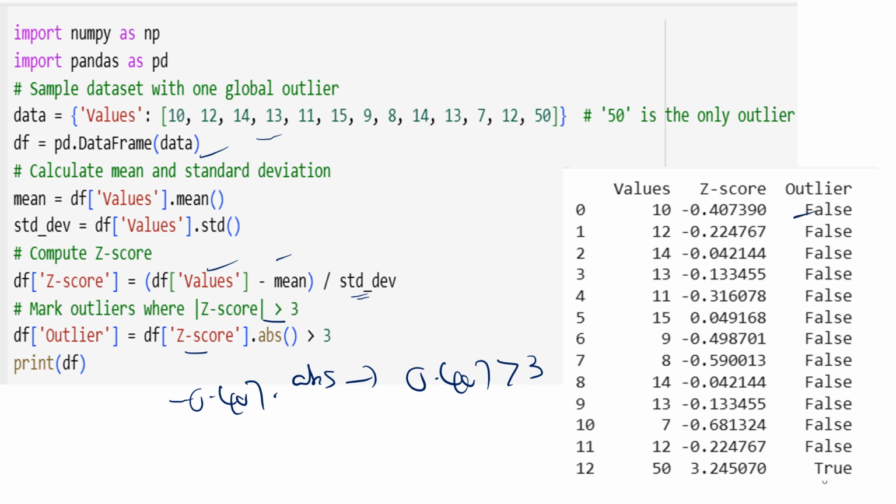Like this, you have to calculate for all the data, and for this data point it is greater than 3. So that's why it has an outlier. By seeing the data itself, these all belong to some cluster, whereas this 50 is far away from them. So this is an outlier. This can be easily identified using the z-score.